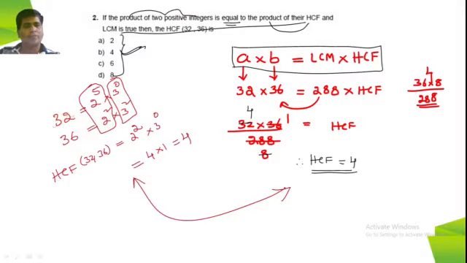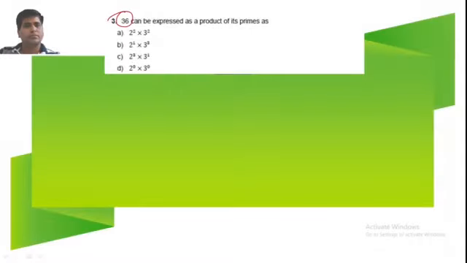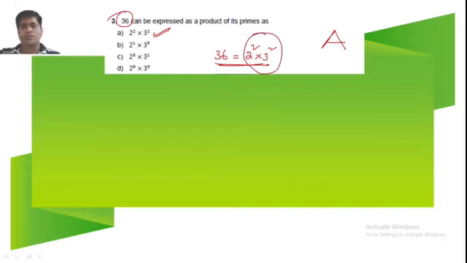So go back. 36 can be written as 2 to the power of 2 and 3 to the power of 2. Refer to the first question, so already we have done it. So directly we can select the option. What is the option here? Option A. I hope you understood. Just go to the first question to see how we did it. This is interrelated to the first question. Next one.